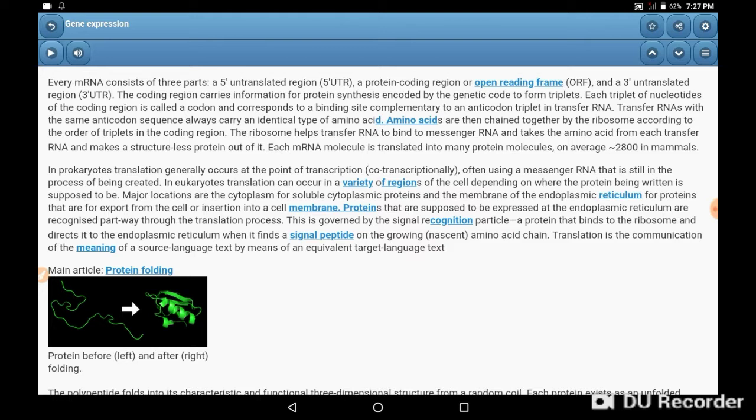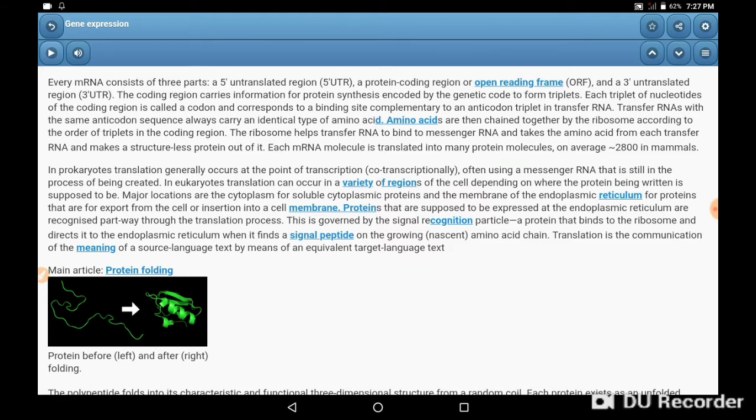The coding region carries information for protein synthesis encoded by the genetic code to form triplets. Each triplet of nucleotides of the coding region is called a codon and corresponds to a binding site complementary to an anticodon triplet in transfer RNA. Transfer RNAs with the same anticodon sequence always carry an identical type of amino acid. Amino acids are then chained together by the ribosome according to the order of triplets in the coding region.